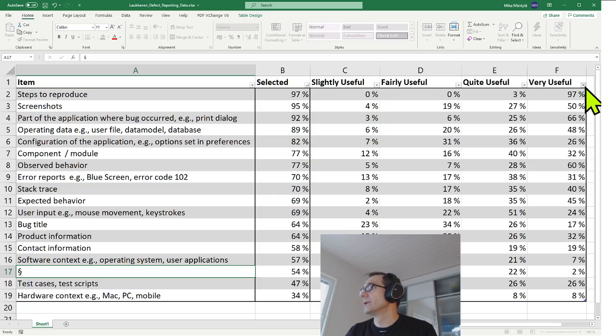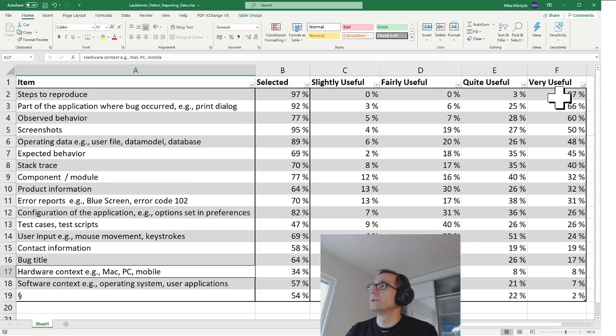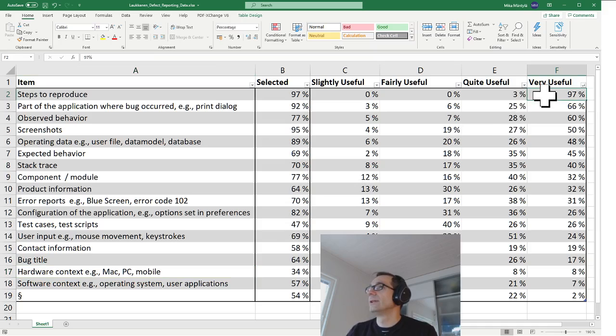Now we can sort by the very useful field, and it should provide the same kind of result as the selected field. If we look into what got very useful, 90% select that steps to reproduce is very useful. On the second place, we have part of the application with 66% considering it to be very useful, and it was selected by 92%.